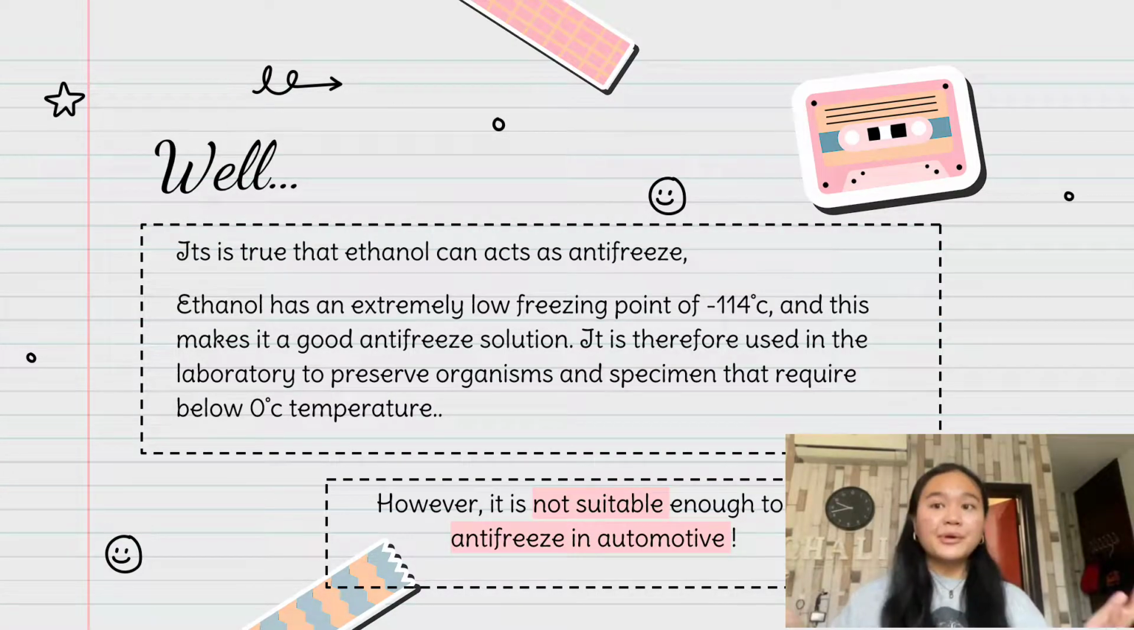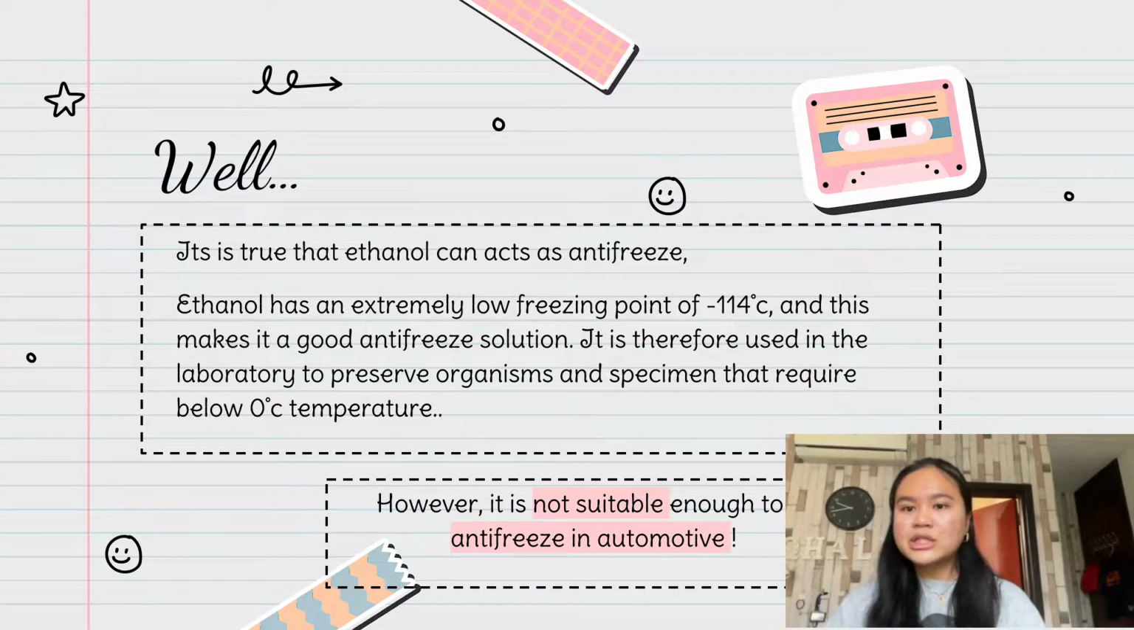The main question we're about to unravel today is why ethylene glycol is used as an antifreeze instead of ethanol. Alright, so it is true that ethanol is an antifreeze due to its low freezing point, which is around negative 114 Celsius, which makes it a very good property for an antifreeze, but only in laboratory conditions. And you may be wondering why. Okay, let me explain to you.